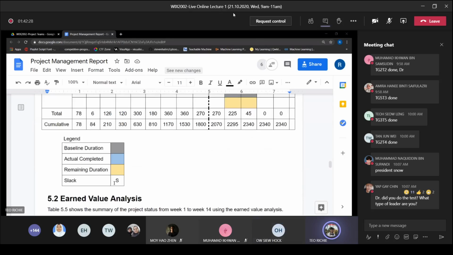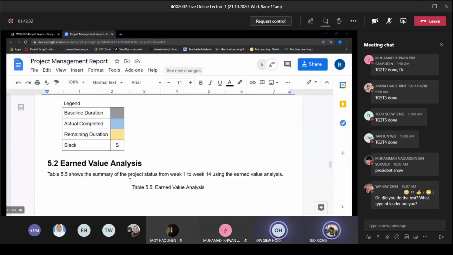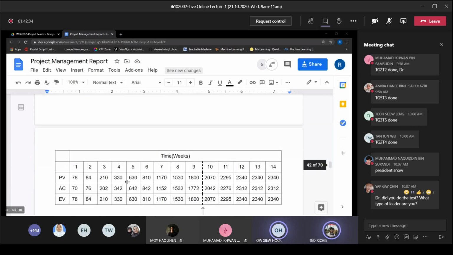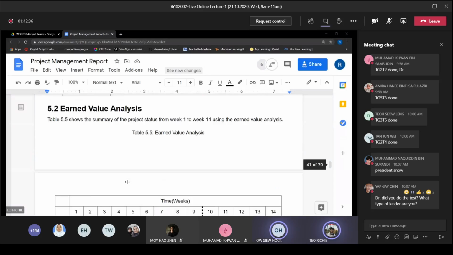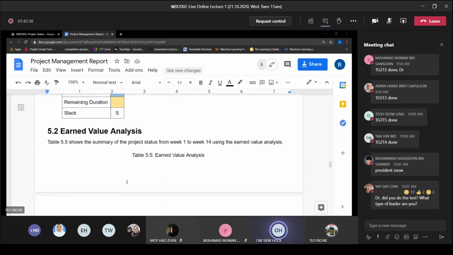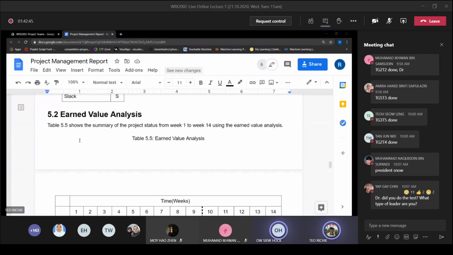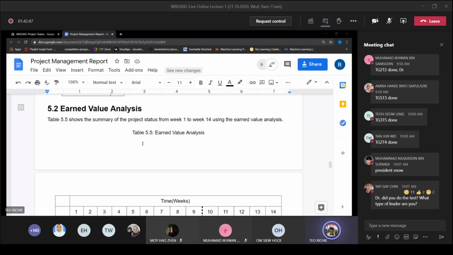Again, for this slide, we just change to another color. You don't have to put the S there. You just change the color, and then it will stand out. So moving on would be the EV analysis.